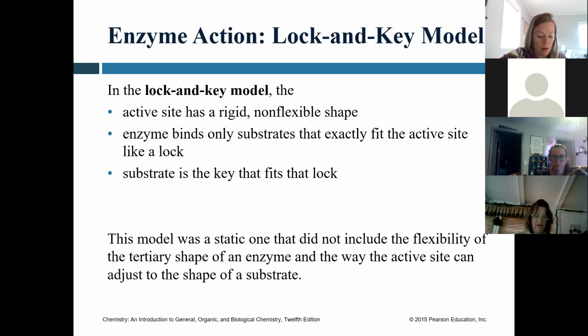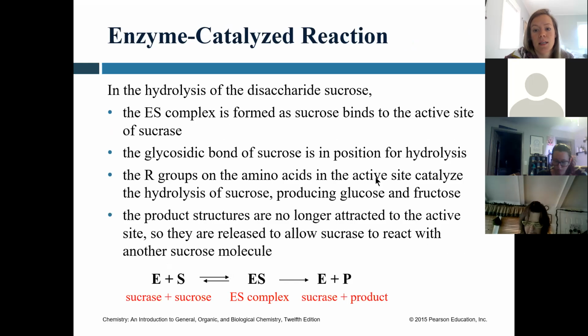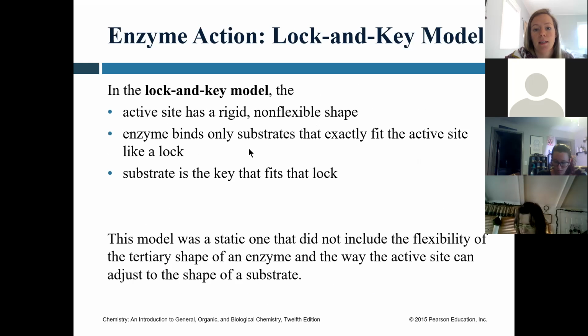So we can think about the enzyme substrate interaction in a couple different models. The first model is what's known as the lock and key model. This is where the activation site is very rigid and non-flexible in shape. So for instance, sucrase is this very, very rigid enzyme and it will only plug in the sucrose, and the sucrose has to have a perfect fit, a lock and key fit. The substrate is the key that fits the lock.